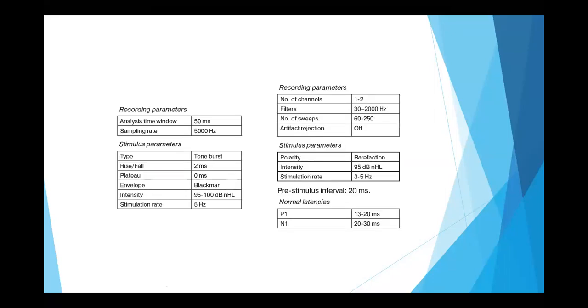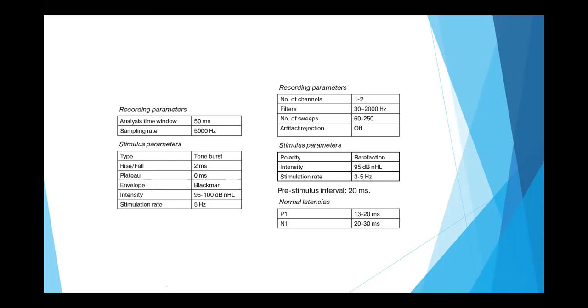These are your parameters. The most important thing is the filter. Always we need to be worried about the filter. Here the filter is 30 to 2000 hertz, and the number of sweeps is going to be less because the response is a muscle response. So obviously it is going to be a larger wave, and we don't want more sweeps to make this wave more visible. Then the analysis window is 50 millisecond.